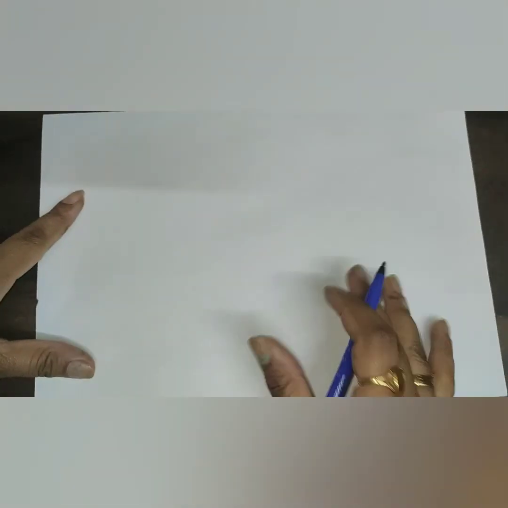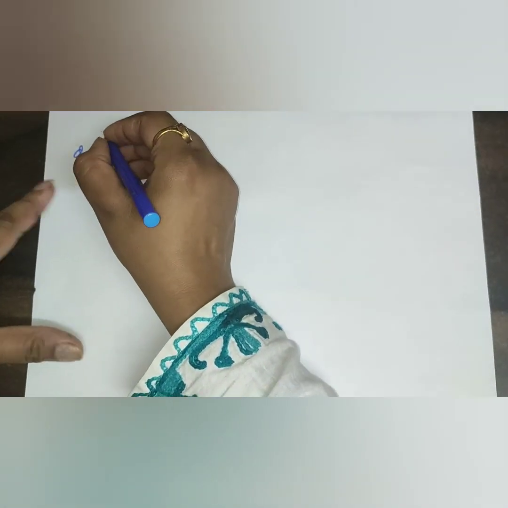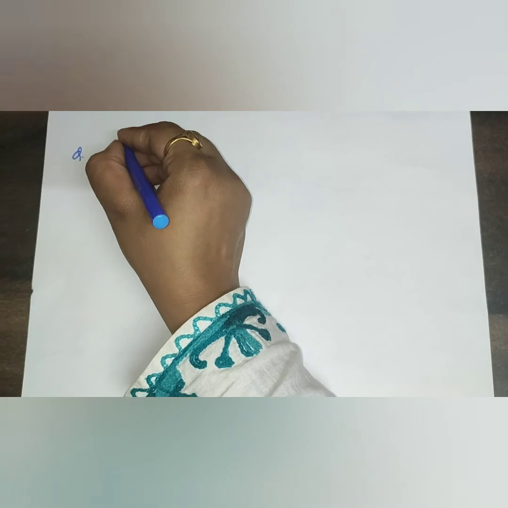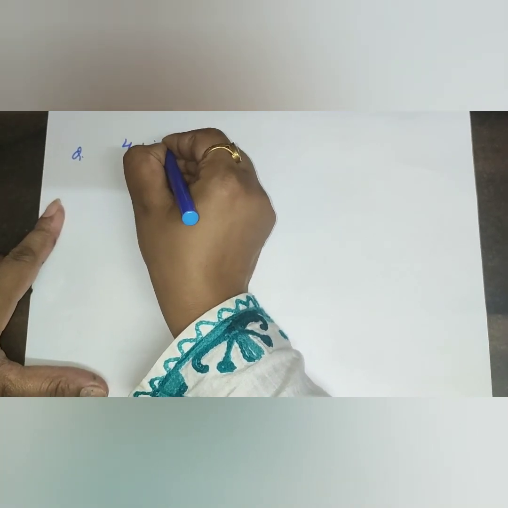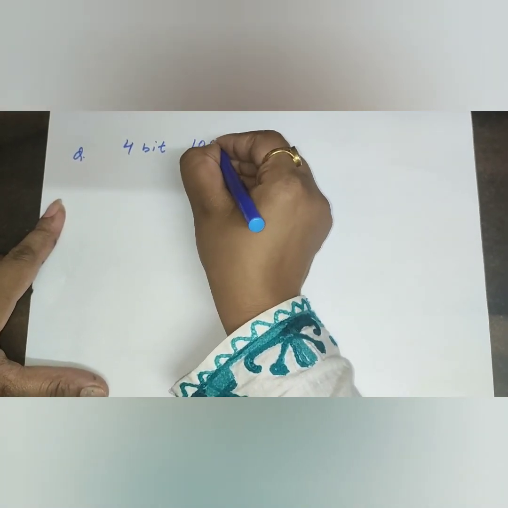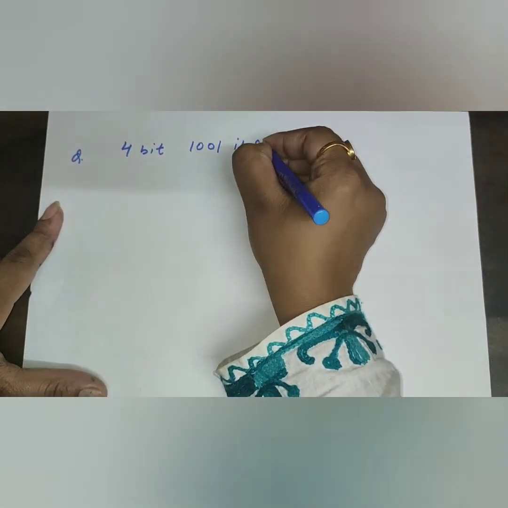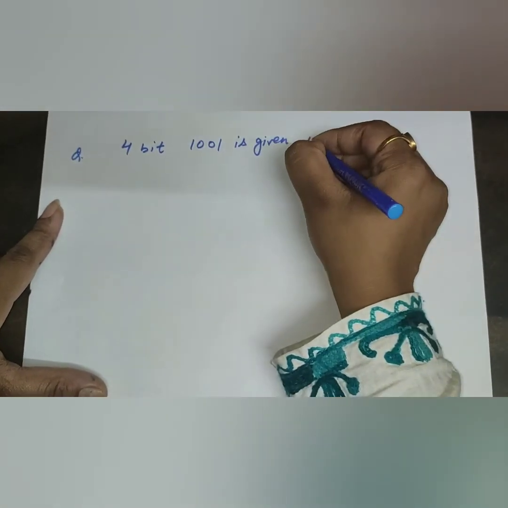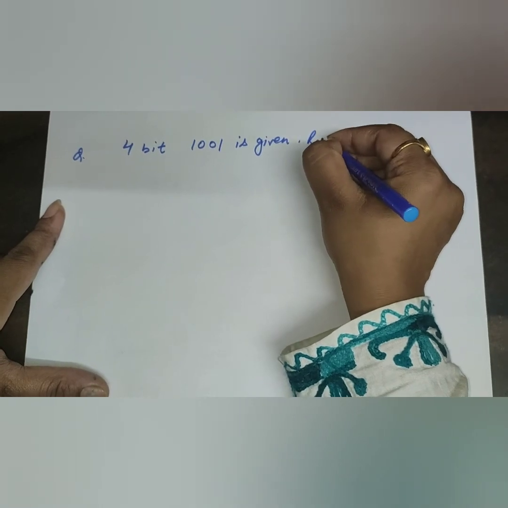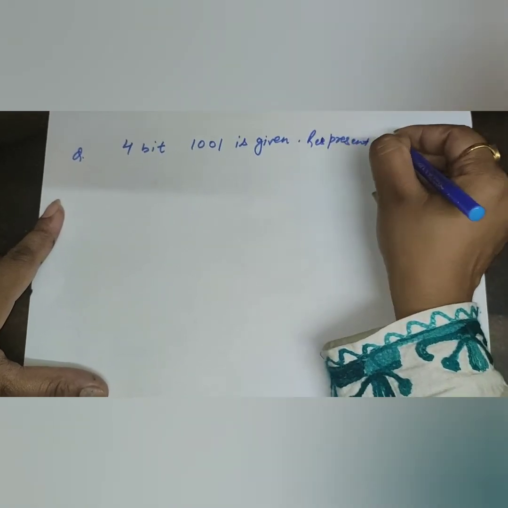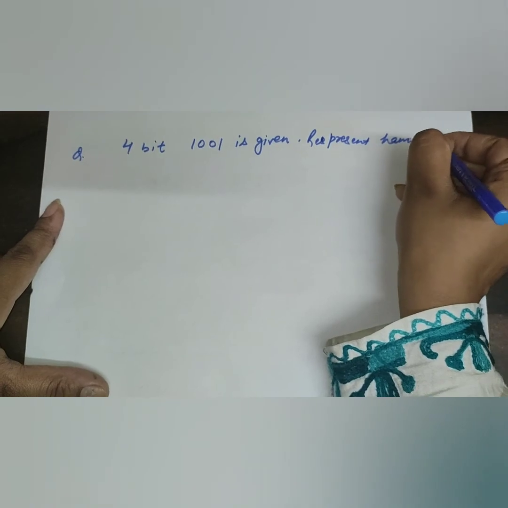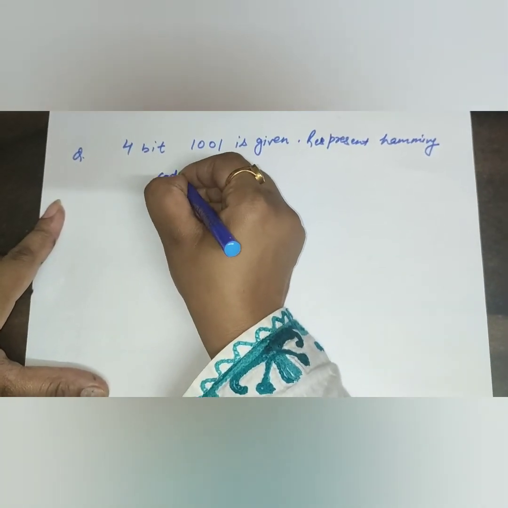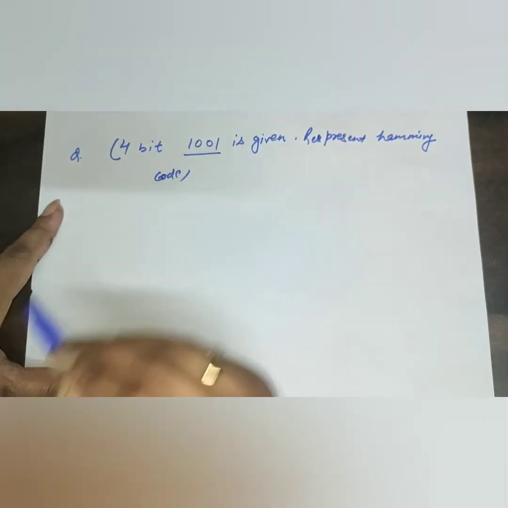So I am giving you a question for Hamming code generation. The question is: 4-bit data 1001 is given. Represent it in Hamming code. So we have only 4 bits. You have to do this and get back to me with a comment.